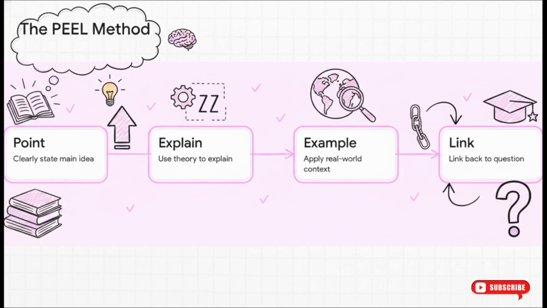Step 1 is point. Clearly state your main idea to directly answer the question. Step 2 is explain. Use your actual subject theory to explain exactly why this point makes sense.